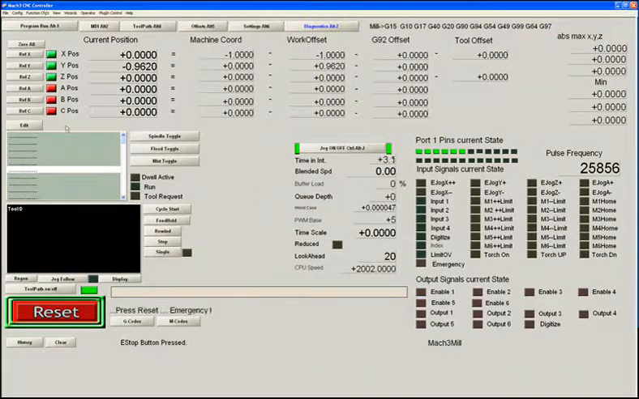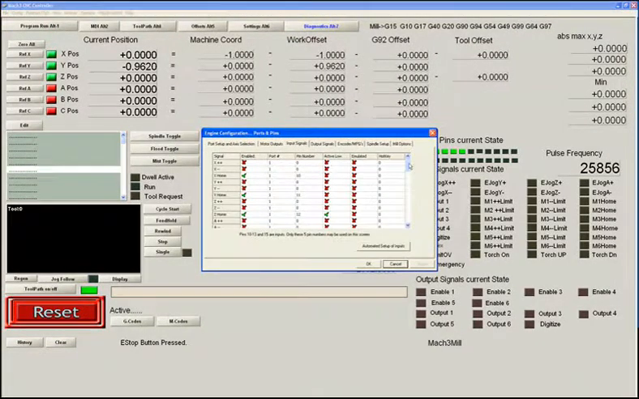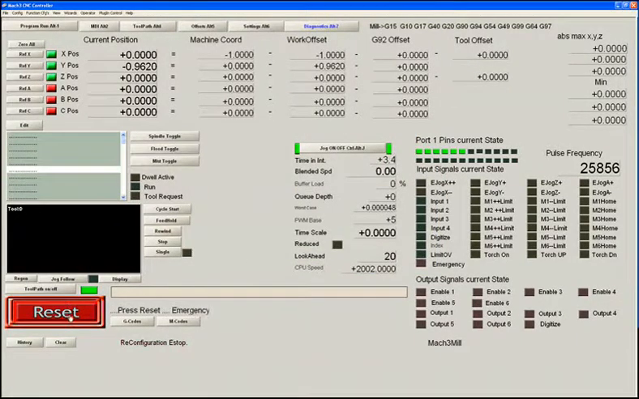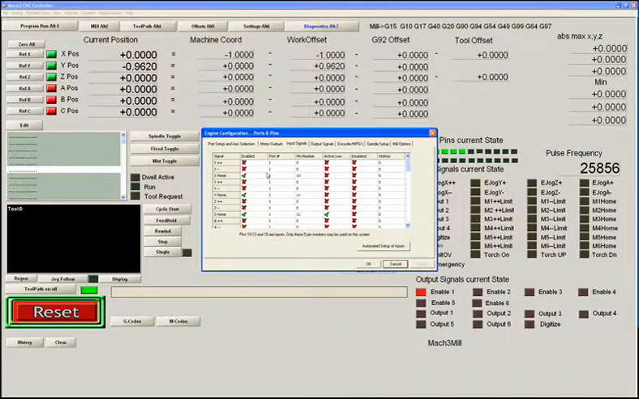Same thing happens with the reset, and this is a famous problem that many people report. If we look in our ports and pins, input signals, and slide it down to the e-stop signal, you can see that I have it set to port 0. This is because I don't use an e-stop button. But many people will have the active low checked. Actually, under port 0, it won't matter what you check. But let's set this to port 1 so that you can see an actual real-life problem. Go down to e-stop. We're going to set it to port 1, pin 10.